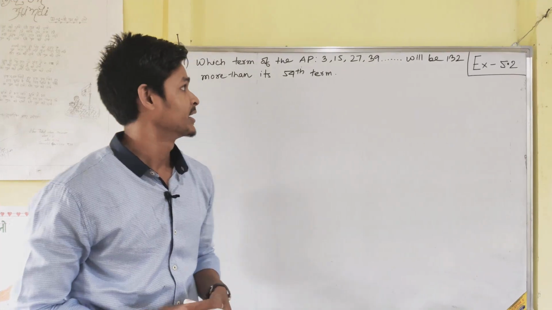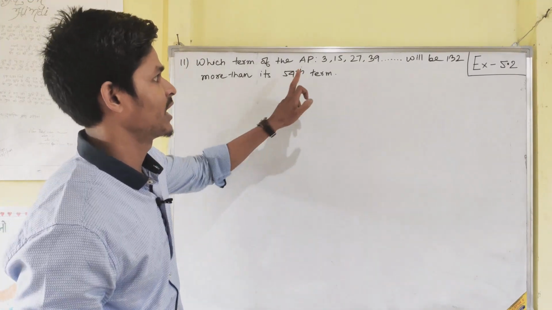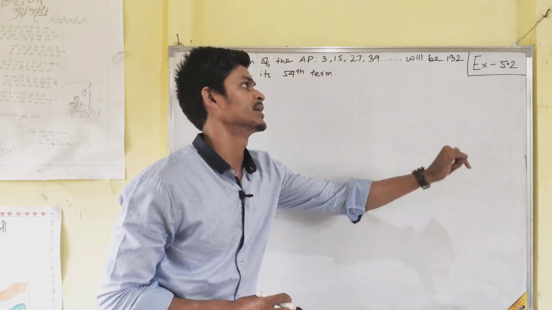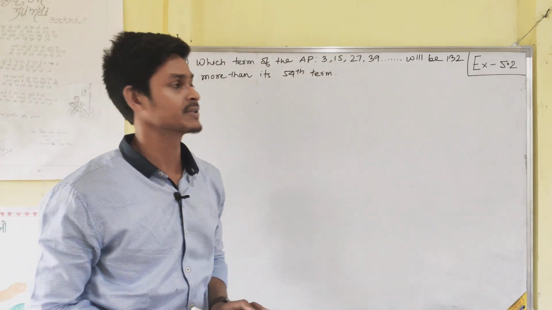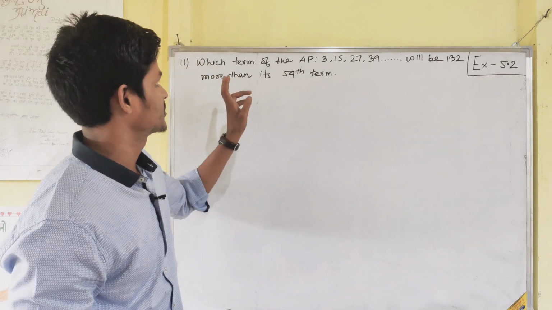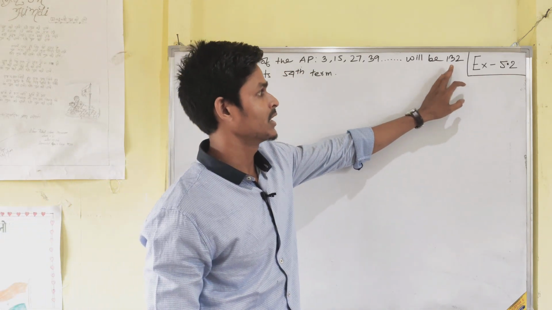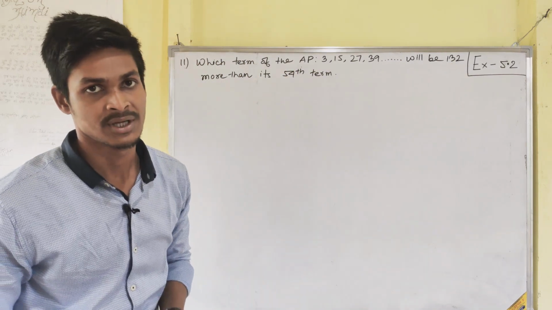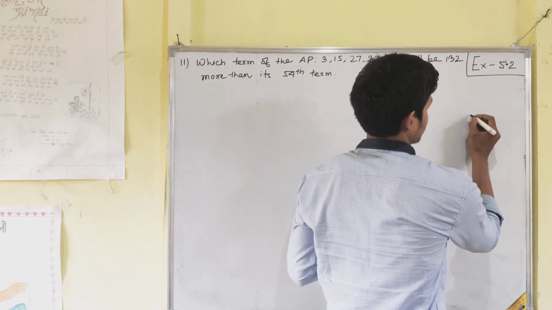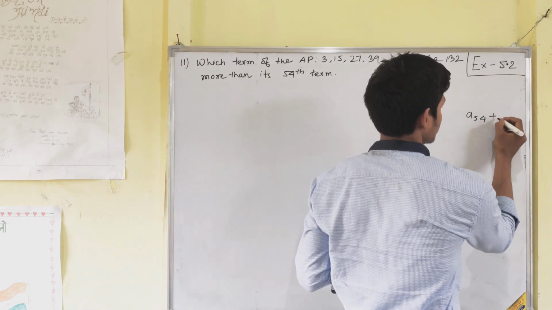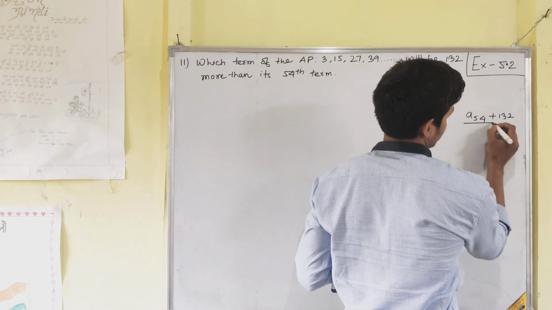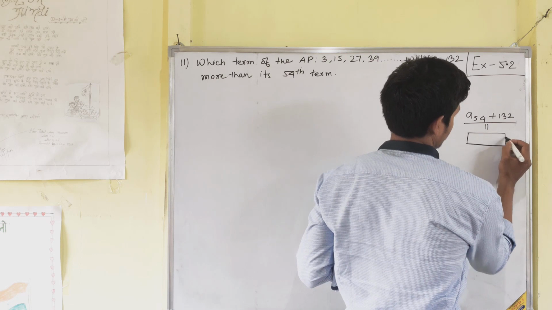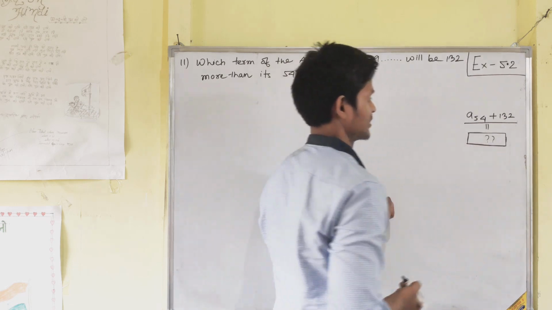So now number 11. Which term of the AP 3, 15, 27, 39 will be, here is an AP given, which term is it when you add 132 to the 54th term? You are to add 132 to the 54th term, then for the final result you are to say which term of this AP it is.